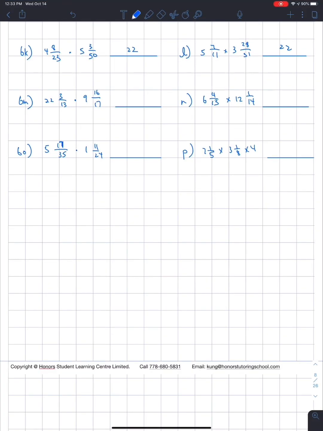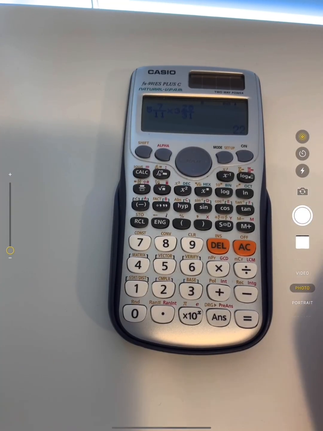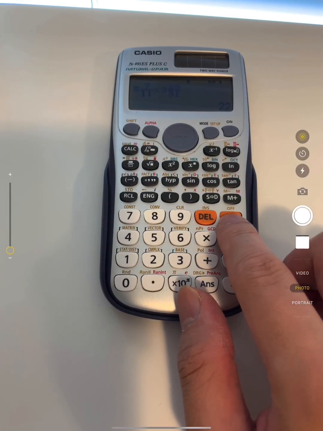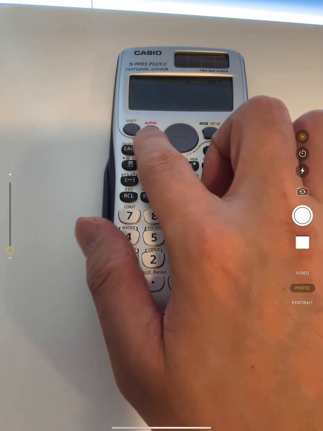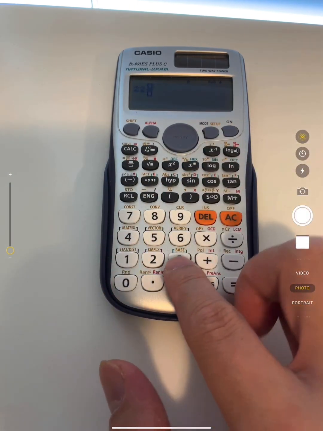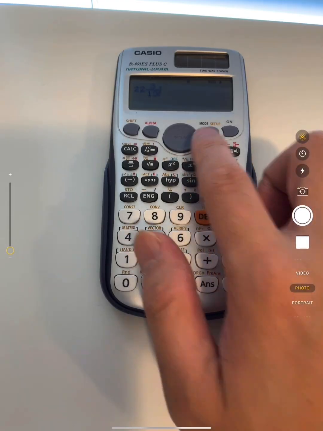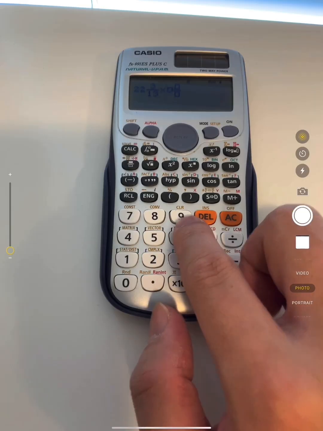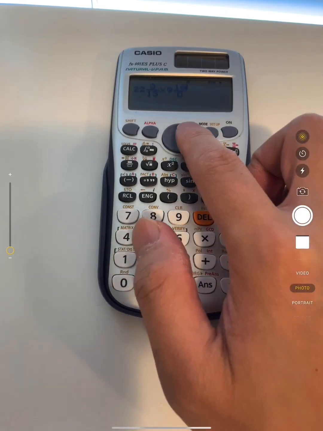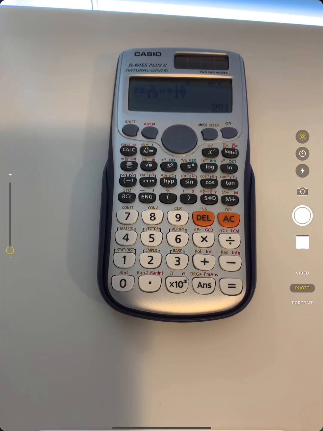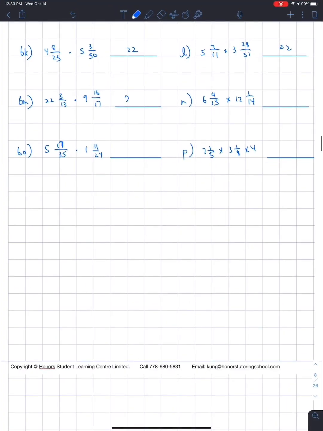And then the next one is M. So I will press this to clear. The AC stands for all clear. And then Shift, mixed fraction button, 22, go to the right, 3 to the right, 13 to the right, times, mixed fraction button, 9 to the right, 16 to the right, and then 17, and enter. 221 for M.